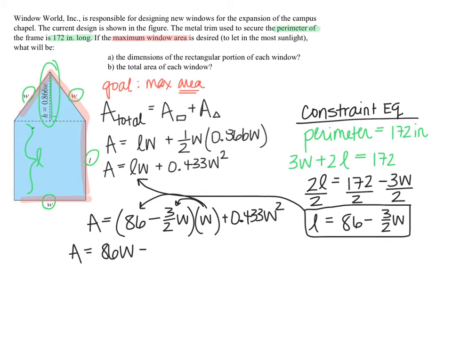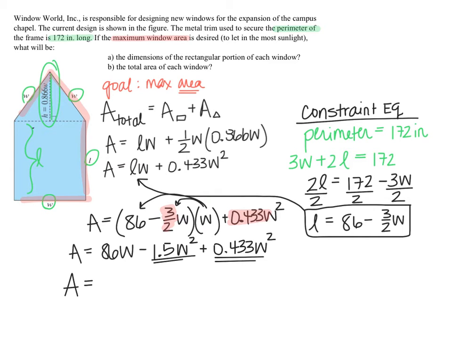Now, since the 0.433 here is in decimal form, I'm going to go ahead and convert 3 halves into decimal form as well. I would only do this in this case because 3 halves works out to be exactly 1.5. If it wasn't an exact decimal, then I would not convert it because I don't want to round. But in this case, it is. So I have 86W minus 1.5W squared plus 0.433W squared. And I can go ahead and combine like terms.